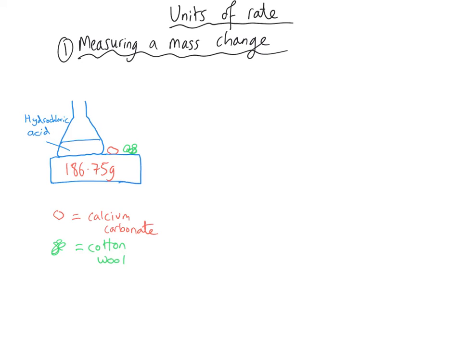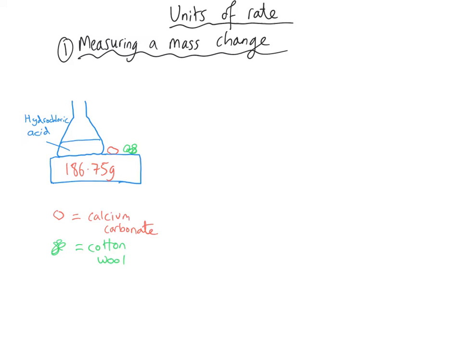The units that you have to use for rate of reaction depend on what it is that you're actually measuring in the chemical reaction itself. In general, the units will be something per second or something per minute. And that something depends, as I say, on what it is you're actually doing. So let's look at a first situation here where we're measuring a change in mass.